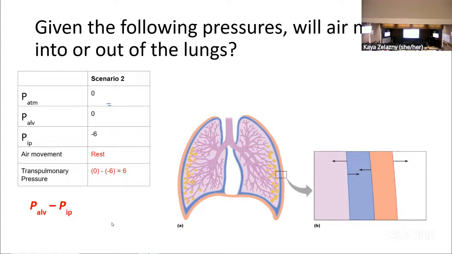When you get problems with these, you may have some or all of these values given to you. Pay attention to the question. If all you're trying to figure out is whether you're breathing in or breathing out, ignore everything except that alveolar pressure and whether it's bigger or smaller than our atmospheric pressure, which is always set to 0 when we're given these relative pressures.